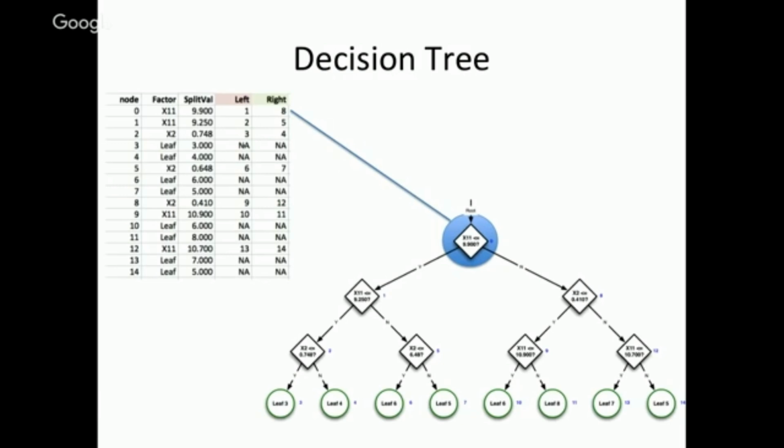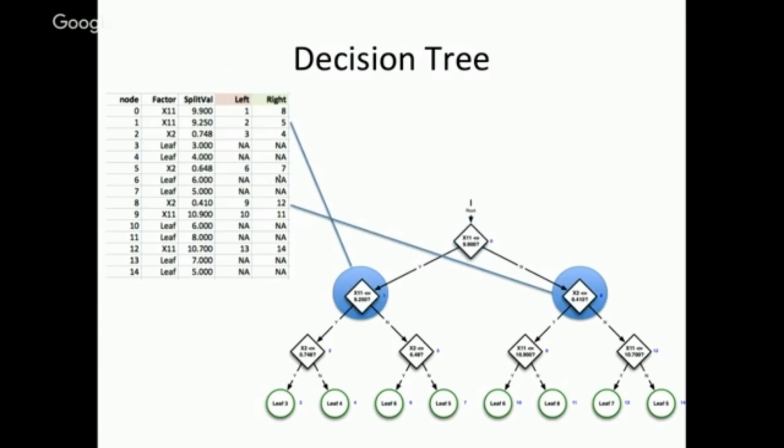The root node is always the very first row in this ND array, and then you can see here where the left and right subtrees are. So that's how we represent a decision tree, or at least my recommendation on how you ought to represent it for your project.